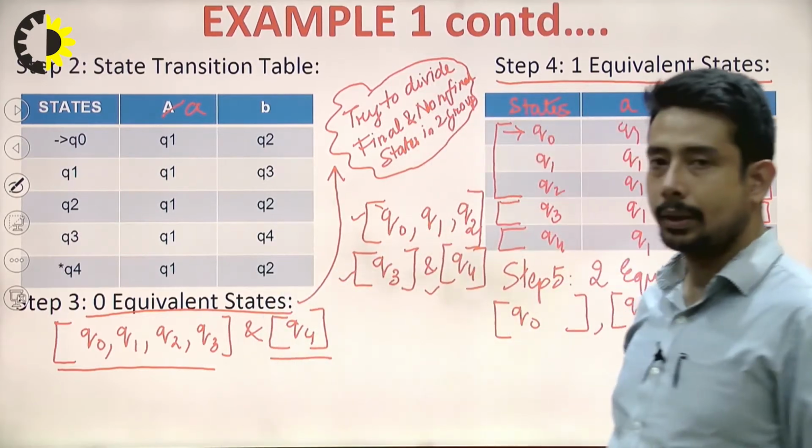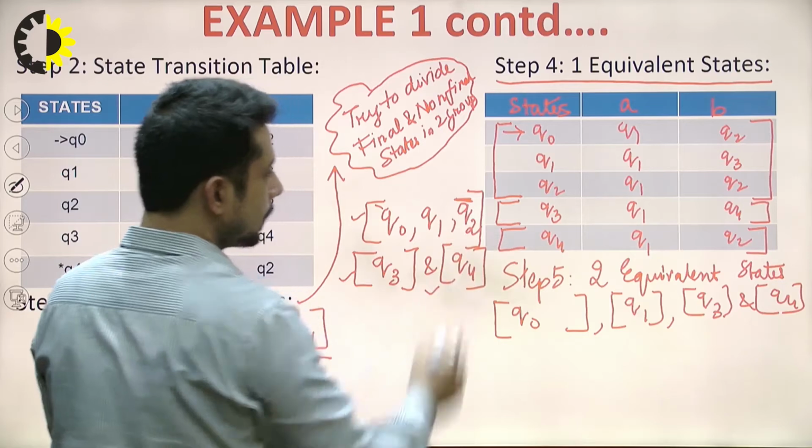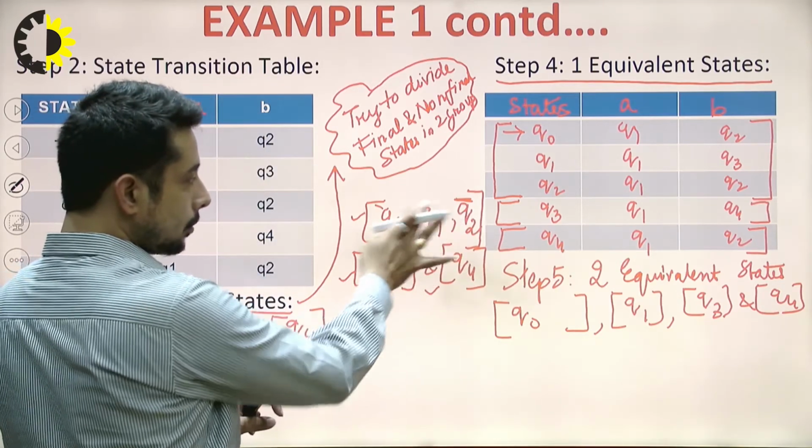Initially, we have already checked. So, therefore, we got these 3. Now, which is left out? Q2 is left out, right? So, now I will check Q2 with Q0.